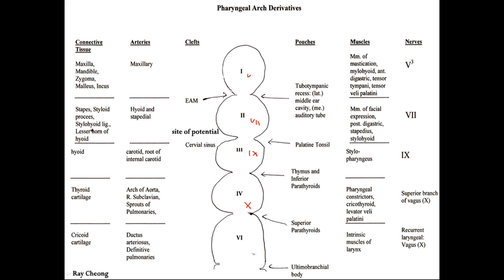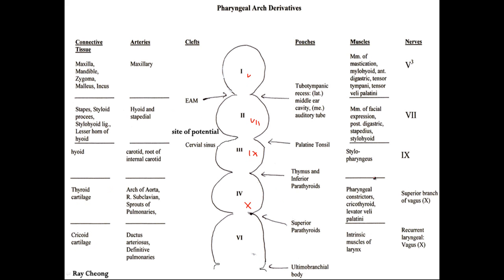And these are from neural crest, remember? Any muscle or bone of the pharyngeal arch region is done by neural crest. Hyoid bone, arch 3, 9th cranial nerve. Thyroid cartilage, cricoid cartilage. All the muscles here are innervated by 10. That's arch 4, 6.